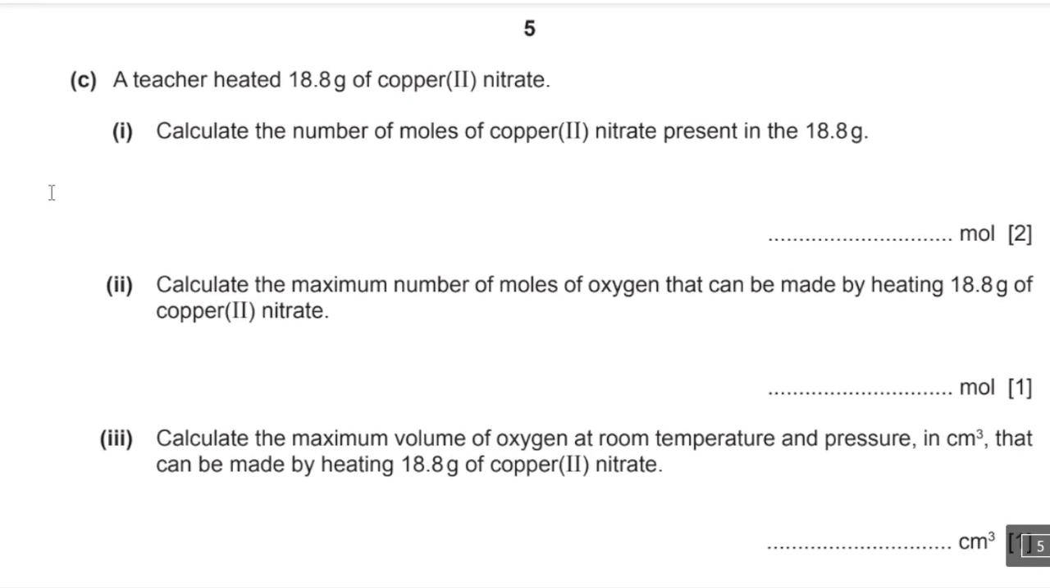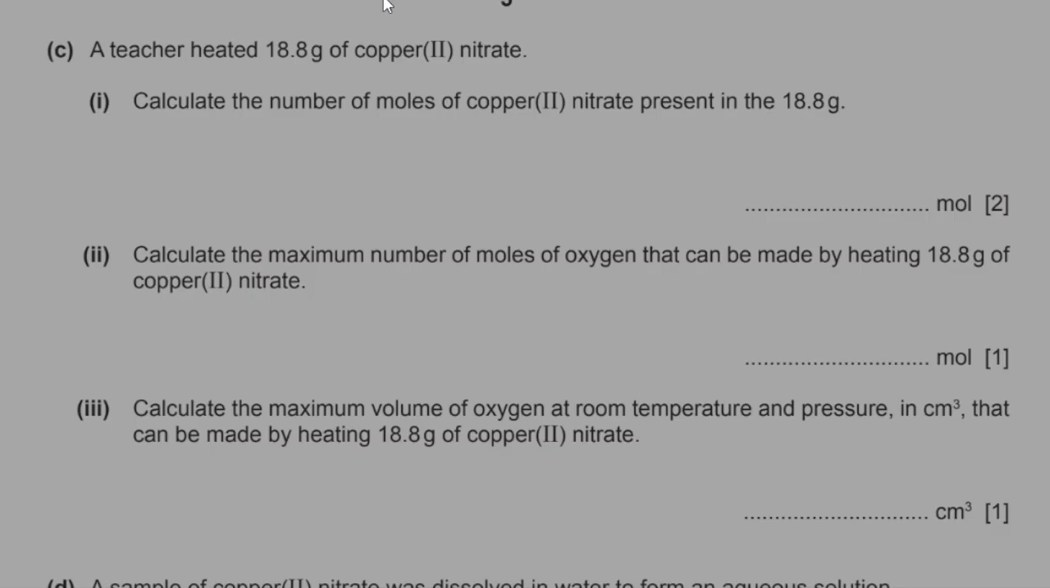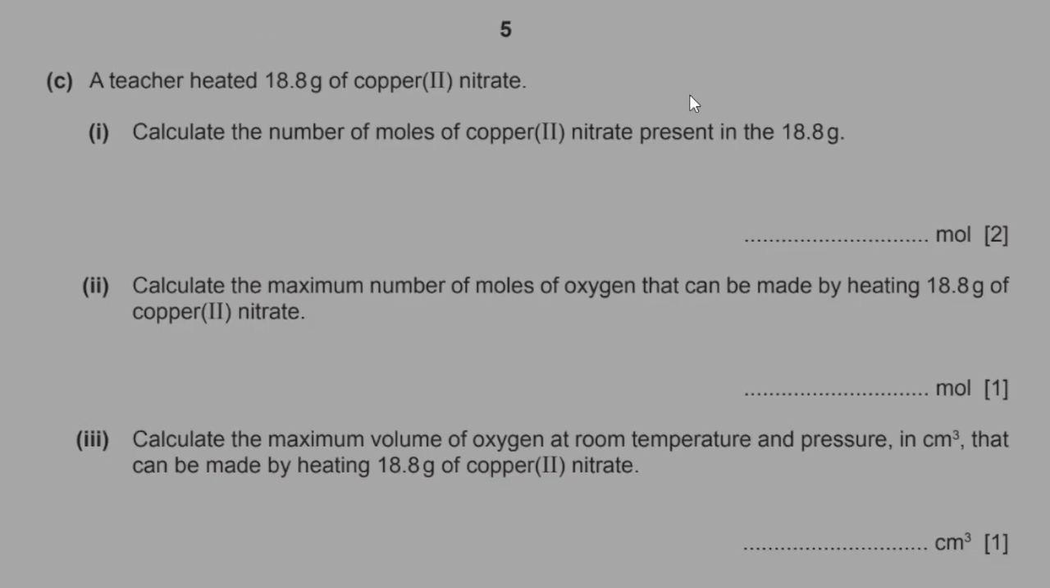C. A teacher heated 18.8 grams of copper nitrate. Calculate the number of moles of copper nitrate present in the 18.8 grams. So you have the mass, you can calculate the molecular mass and then calculate the number of moles. Alright, so here you need the relative atomic mass of each of the elements in copper nitrate.